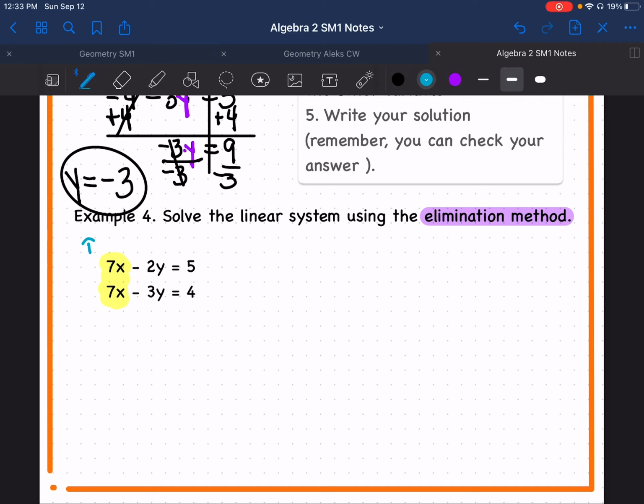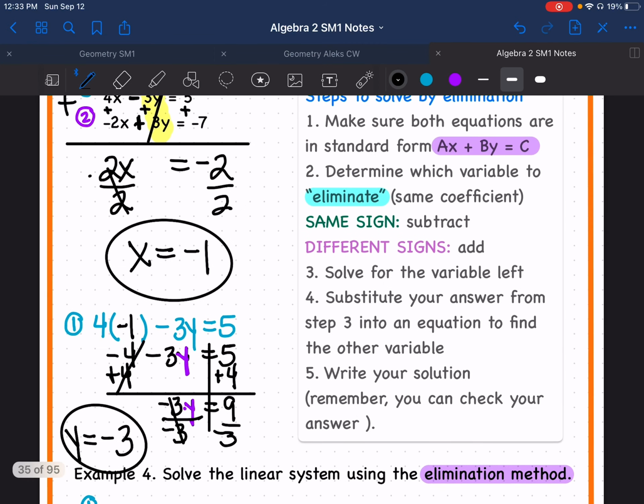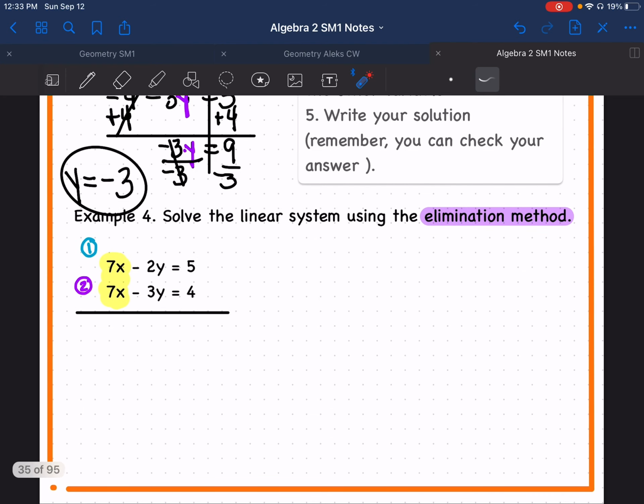Let's look at equation 1 and let's look at equation 2. Are they the same signs or are they different signs? Well, +7 and +7 would be the same side. So when they are the same side, I'm going to go back up here. Same sign, I'm going to subtract this time. Same sign, subtract.